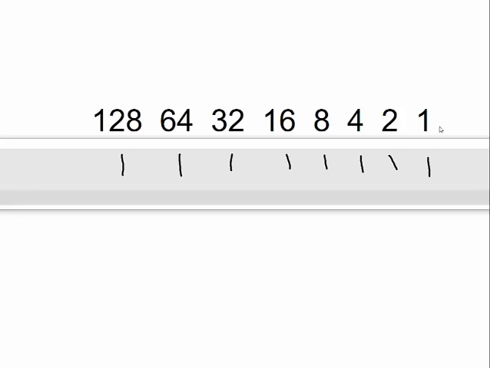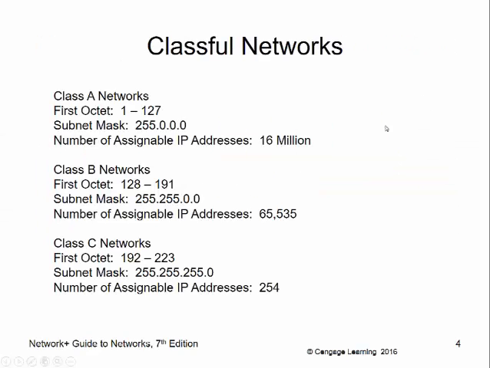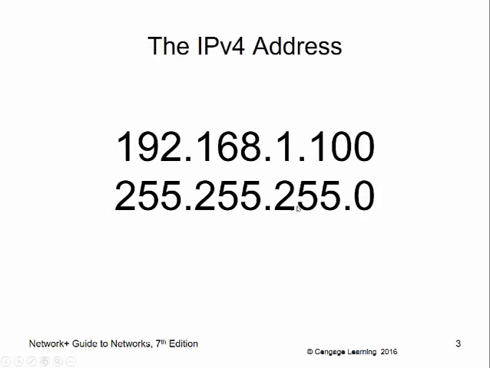0 and 255. Where have I seen that value before? Right here. Right? In classical networking, my subnet mask is either completely, the entire octet is completely lit up, or it's not lit up at all in classical.